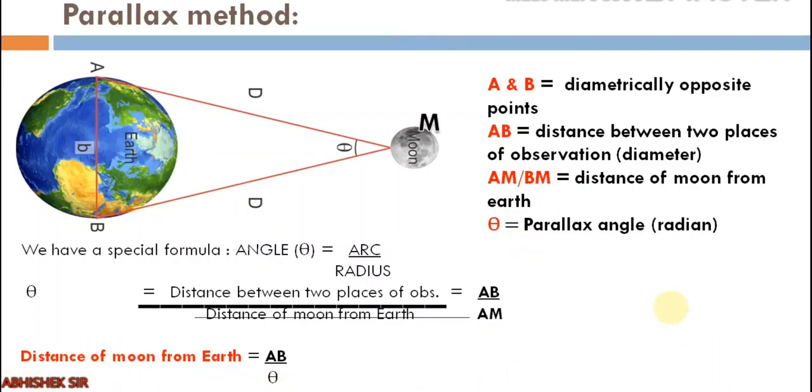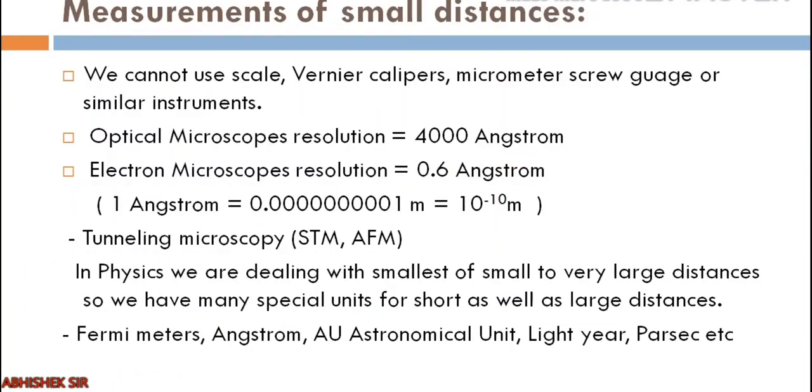Now till now this is theoretical explanation. In case we have some numericals, we will solve some numericals for this method so that you can understand it better. Clear? So just remember that we have a very small formula, angle equals arc upon radius. So if you know any two, you can get the third one. Clear?